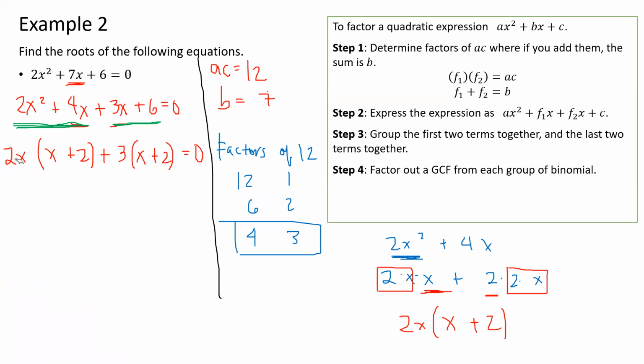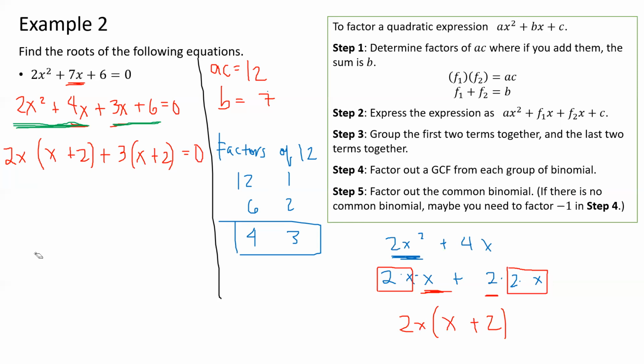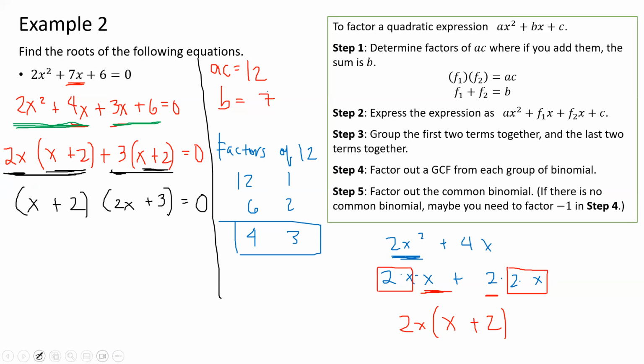Now we have factored the GCF for each group of binomials. We want to factor out the common binomial. How do we factor out the common binomial? Well, for each term here, both of them have a factor of x plus 2. So we can factor out x plus 2, and what will be left is 2x plus 3. And this is equal to 0. Okay, and we have factored the quadratic expression.